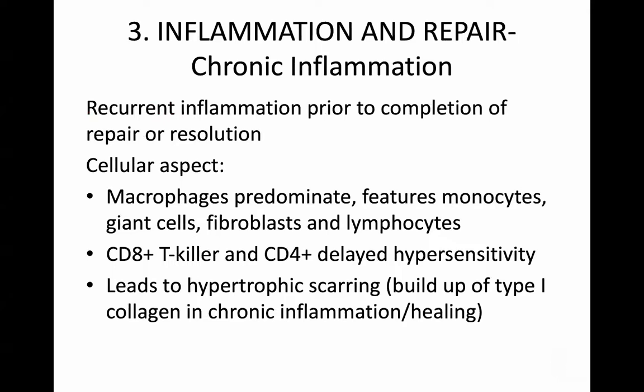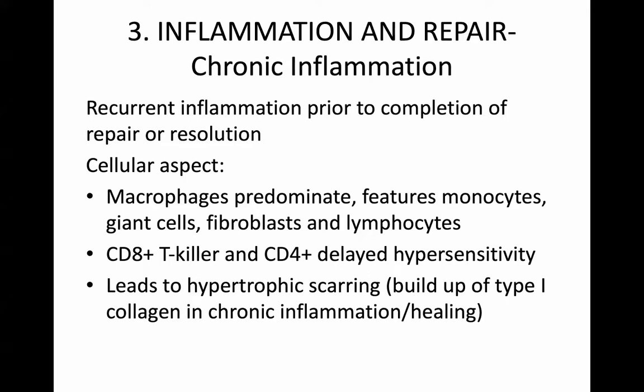Now, when there's chronic inflammation, there are about two important chronic inflammations we're going to talk about. Recurrent inflammation prior to completion of repair or resolution is what is called chronic inflammation. So before the inflammatory process finishes, there is a new and present inflammation. This occurs, for example, in tuberculosis infection, right?